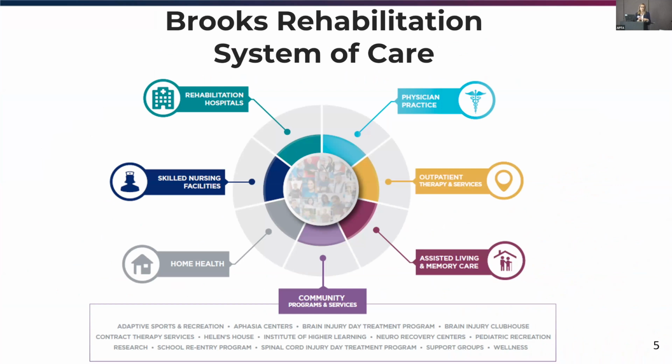We have 3 inpatient rehabilitation hospitals, and actually we're going to be building one soon, so we will have 4 in 2026. We have skilled nursing, home health care. We have over 50 outpatient clinics. And then we also offer a variety of different community programs like adaptive sports programs, for example, throughout Florida. Our new inpatient rehab facility will actually be built on the Mayo Clinic campus in Phoenix, Arizona in 2026.